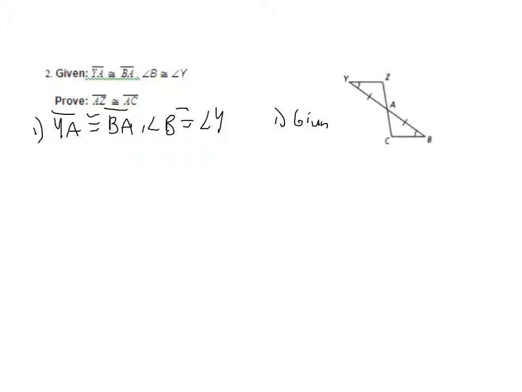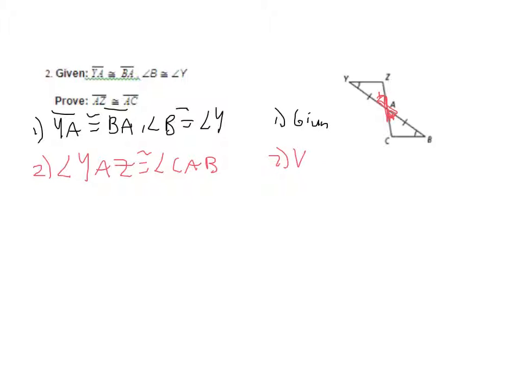So another proof. I'm looking at my picture. I don't have any words in my given, so I'm looking at my picture for a reflexive or an X. Here I see my X, so first I'm going to draw out my X. That's going to help me figure out what angle I need to state. That means this angle is going to be congruent to that angle. So I'm going to say angle YAZ is going to be congruent to angle CAB.